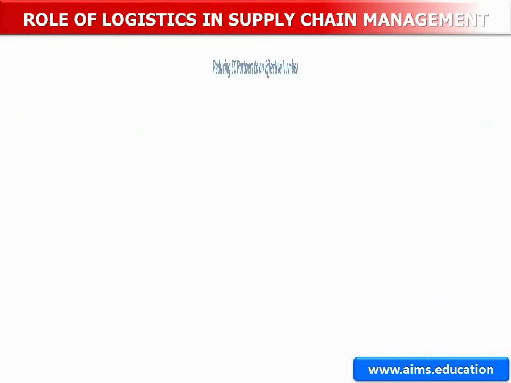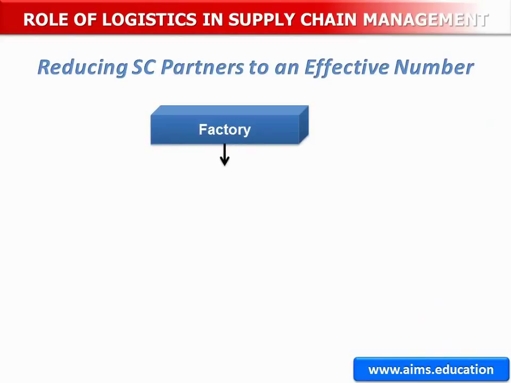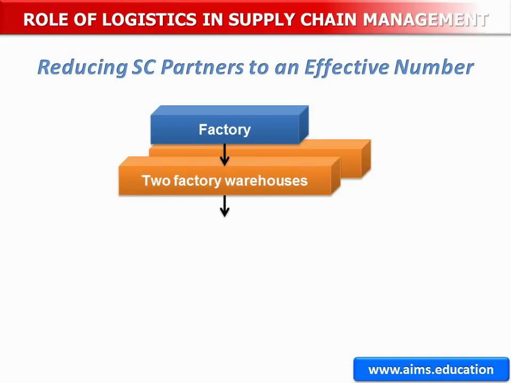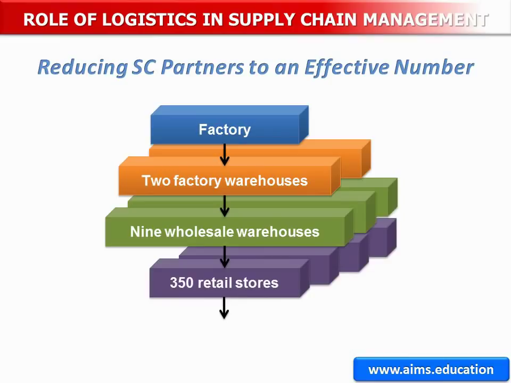Reducing supply chain partners to an effective number. Though, you have to watch out for trade-offs in effectiveness. When reducing the number of logistics partners, you can generally increase efficiency by doing so. If possible, look for an entire echelon or tier you can do without, such as all the wholesale warehouses or factory warehouses, see in this figure.